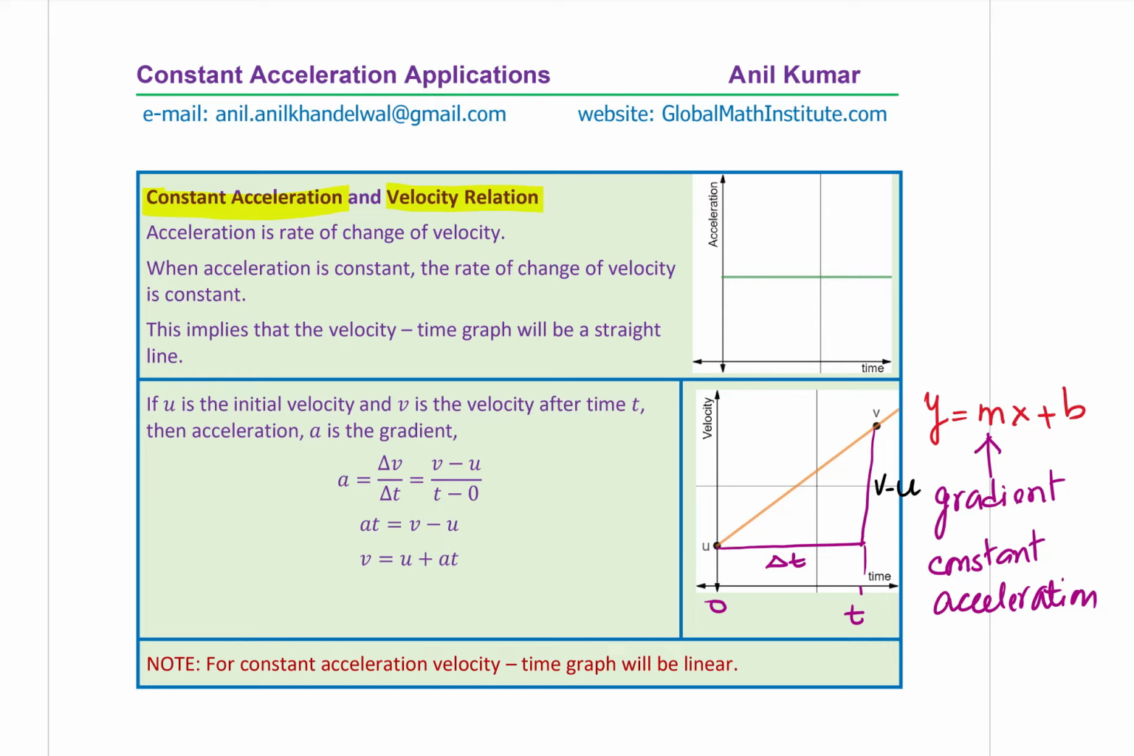So we get the gradient from the velocity as acceleration. So acceleration is v minus u over t minus 0. And this can be simplified. a equals v minus u over t. Just cross multiply. So at equals v minus u. And this gives us our first formula for velocity, acceleration, and time relationship. Is that clear to you? So velocity at any instance of time is equal to the initial velocity plus acceleration times time. As you can also see, it clearly indicates that for constant acceleration, velocity time graph will be linear. So this equation is a linear equation in time.